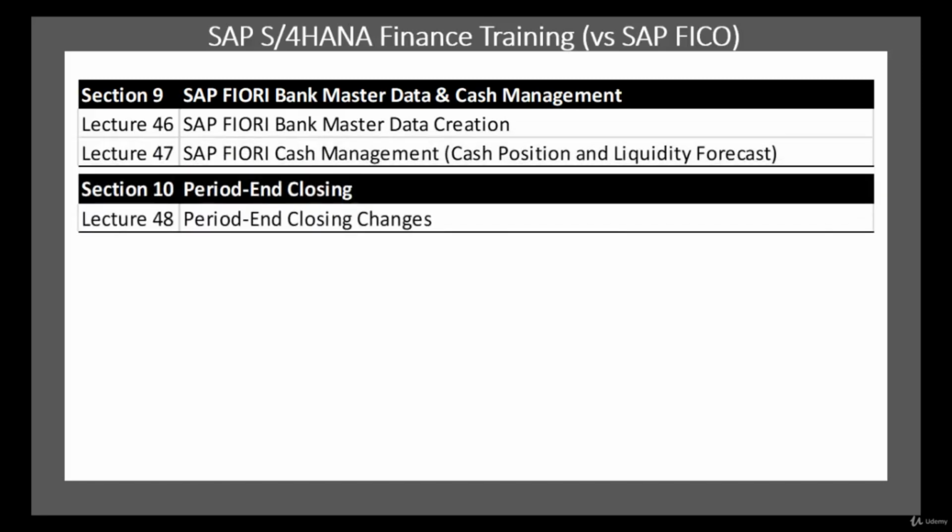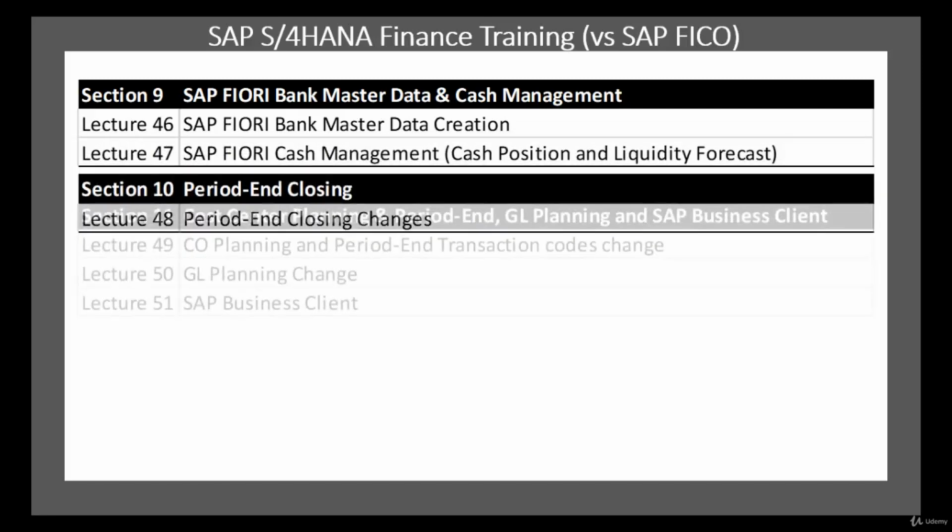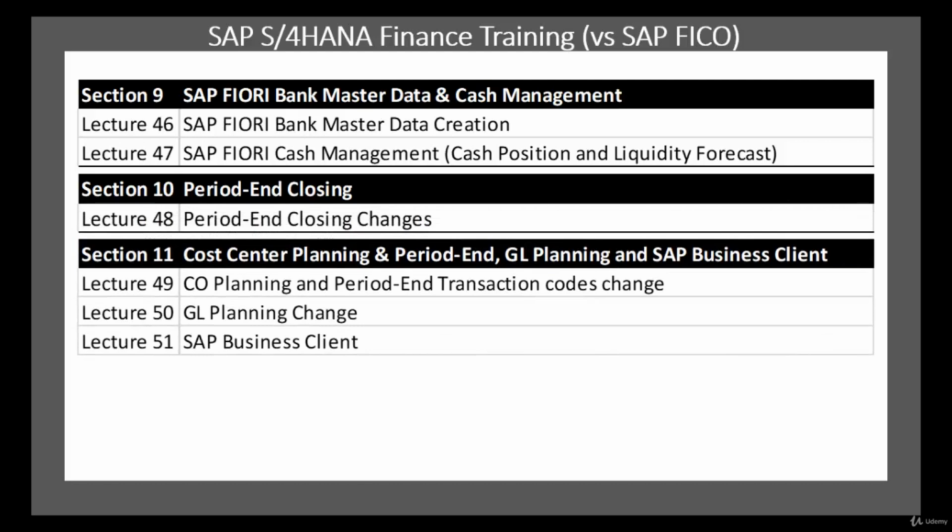Then in section 10, I will show you the period and closing changes. In section 11, I will show you cost center planning and its transaction codes and GL planning change, which are now executed in SAP Business Client.